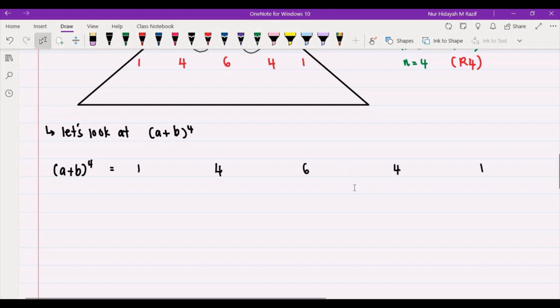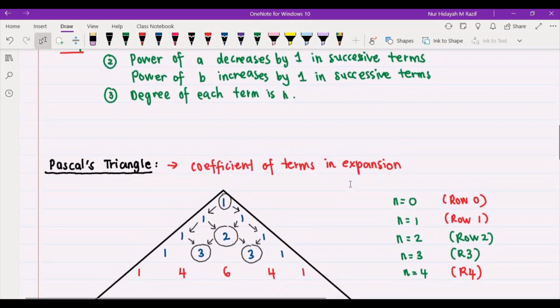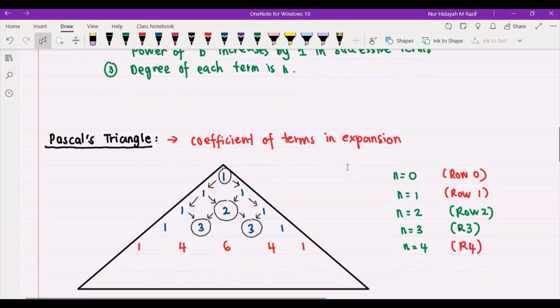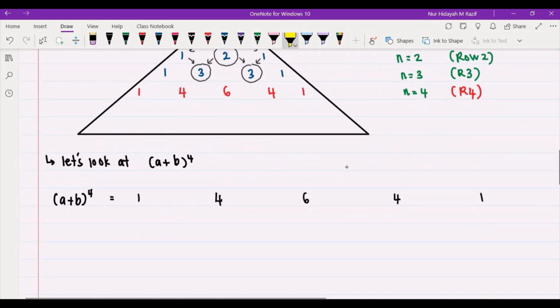And then what I need to do is use the properties. The second property: the power of A decreases by 1 and the power of B increases by 1. So power of A will start with the highest power, which is 4 here. I will have A power of 4, A cube, A square, A to the first, and A power of 0. Now, what about B? B will start with the lowest power, meaning B power of 0. So B power of 0, B to the first, B square, B to the third, and B power of 4.